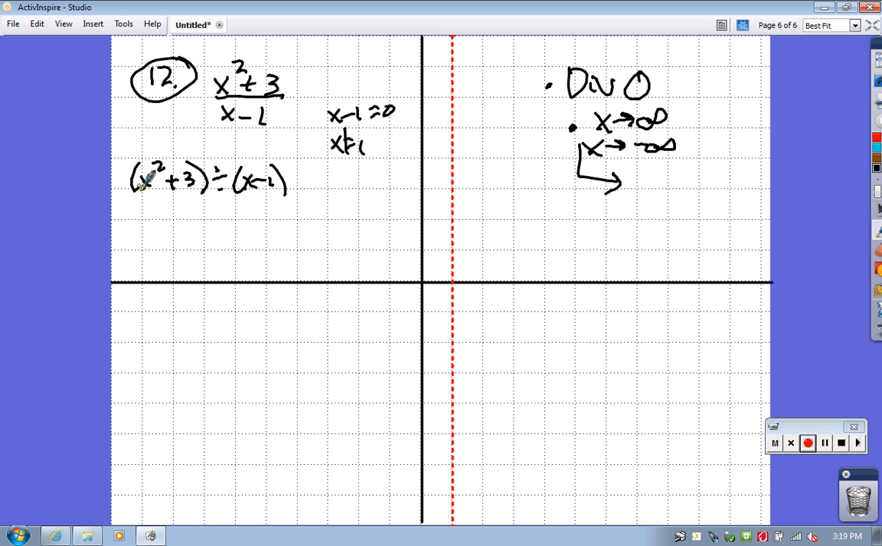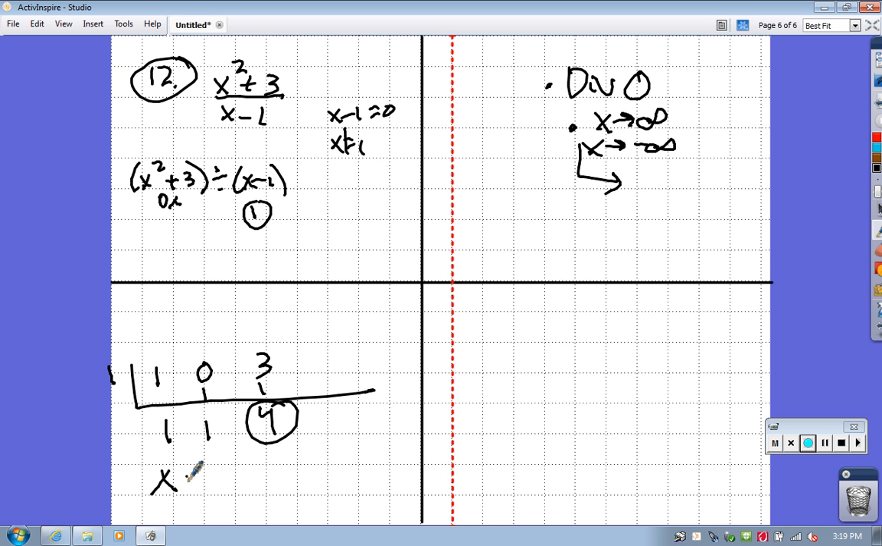And I'm going to use synthetic division for it. So when I use synthetic division, I use the 0 of this, which is a 1. And I'm going to need a placeholder here, 0x. So I have 1x squared, 0x, 3 1s. Bring down the 1, multiply, add, multiply, add. I have a remainder of 4. So this becomes 1x plus 1 plus this remainder 4, which is still being divided by the x minus 1.